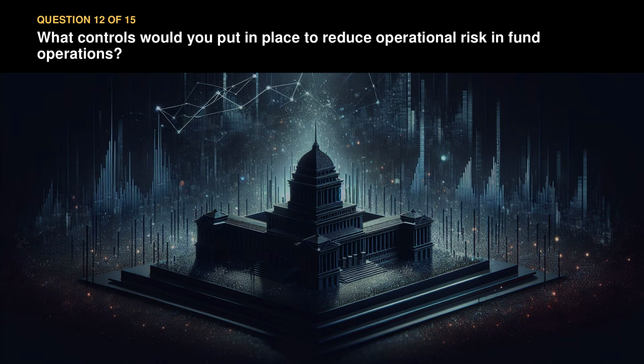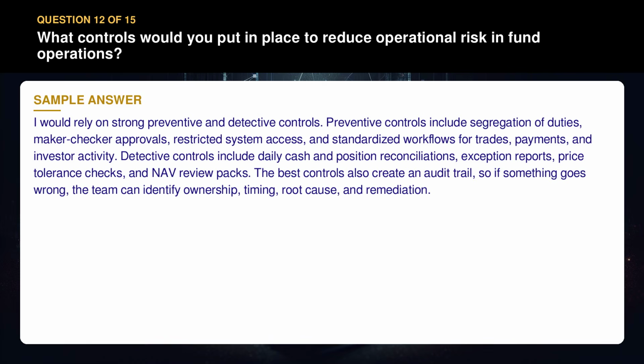Question 12. What controls would you put in place to reduce operational risk in fund operations? I would rely on strong preventive and detective controls. Preventive controls include segregation of duties, maker-checker approvals, restricted system access, and standardized workflows for trades, payments, and investor activity. Detective controls include daily cash and position reconciliations, exception reports, price tolerance checks, and NAV review packs. The best controls also create an audit trail, so if something goes wrong, the team can identify ownership, timing, root cause, and remediation.